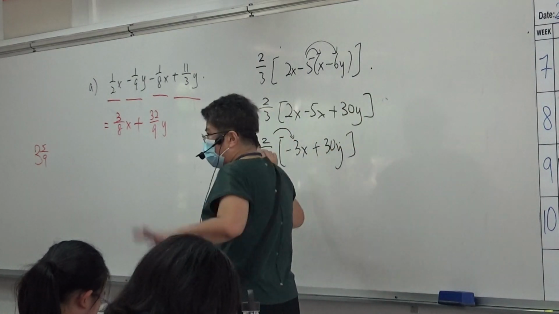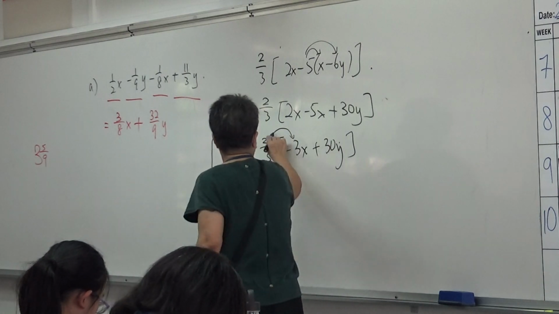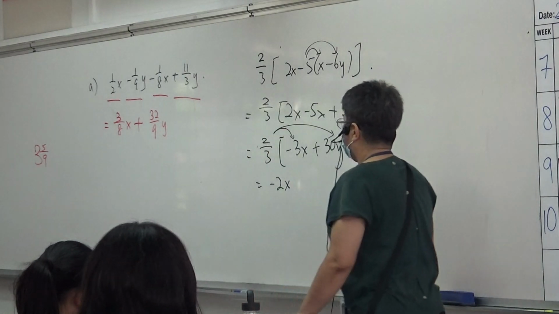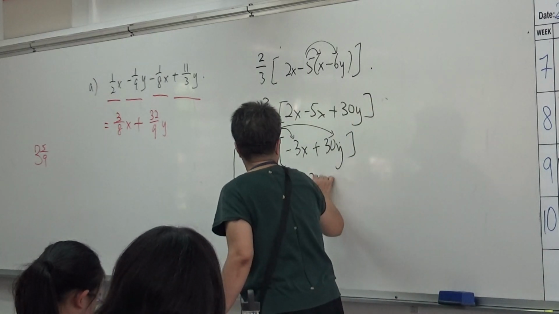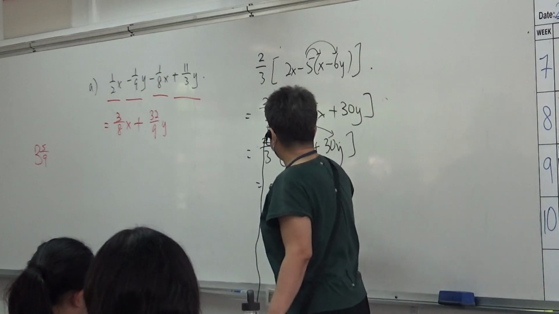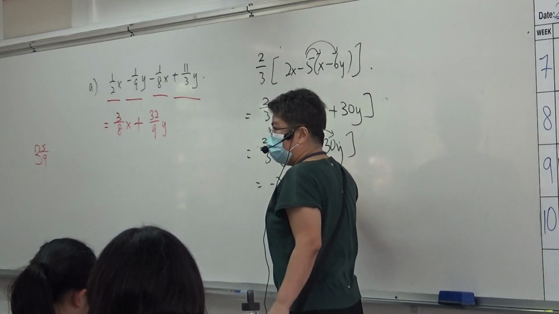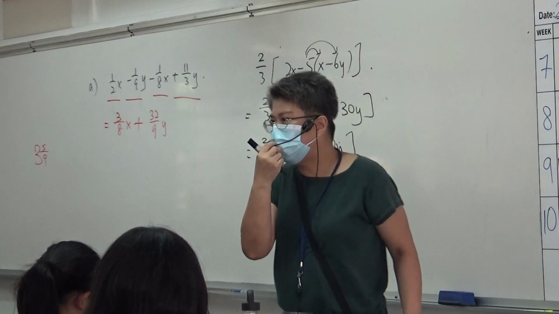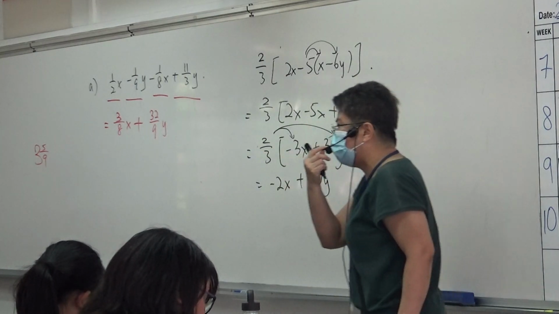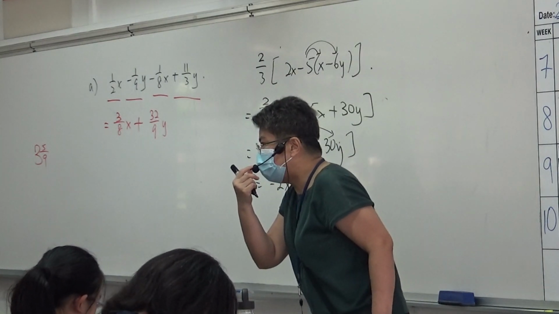Now, this one, I'm going to use the calculator first. What is this times this? 20, right? Plus 20y, right? Do you know why 20? Because this one has a 10, right? 10 times 2 is 20. But if you have problems doing it mentally, you can use a calculator to help you. Do you understand here?